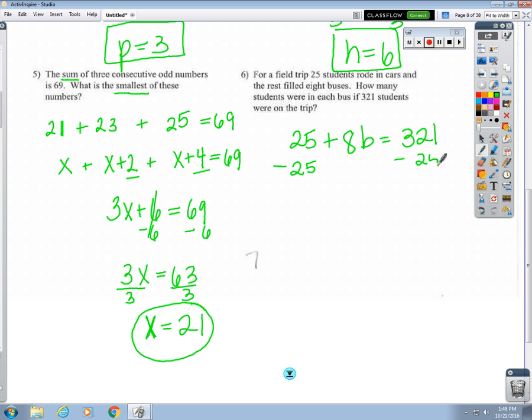Subtract 25 on both sides. And why exactly are you subtracting 25? What does that let you know? The rest of the kids are on the bus. Right. Once you take 25 away from this, it'll let you know exactly how many kids are getting on buses.